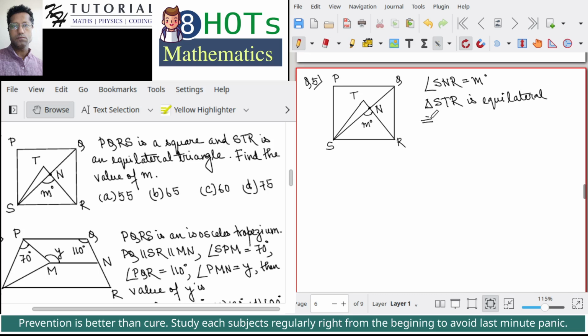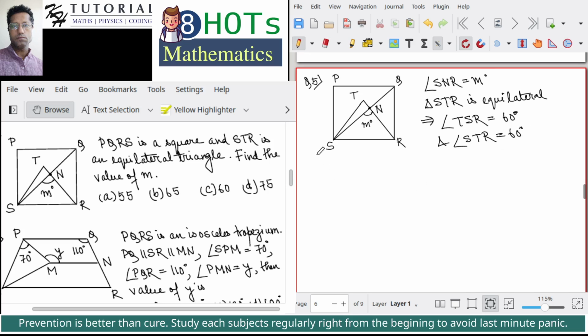This implies all its angles are equal to 60 degrees. So we must have angle TSR equal to 60 degrees. Also we will have angle STR equal to 60 degrees.